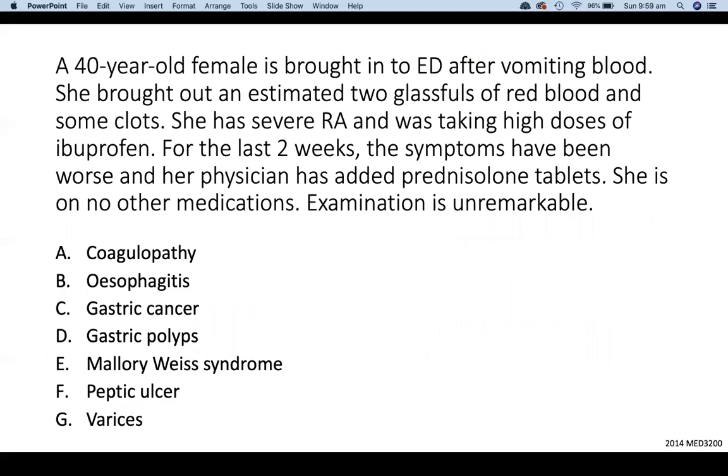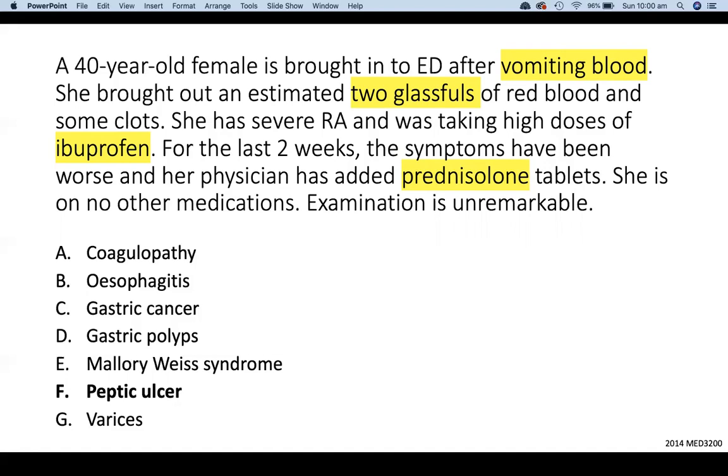So vomiting blood, two glassfuls with some clots, ibuprofen, and prednisolone. So what do you think is going on? Peptic ulcer? Okay, good. So the main thing here is the two glassfuls, that's heaps. And so what are your two differentials for massive hematemesis? Peptic ulcer and, yeah, esophageal varices, perfect. And the rest you don't really consider.